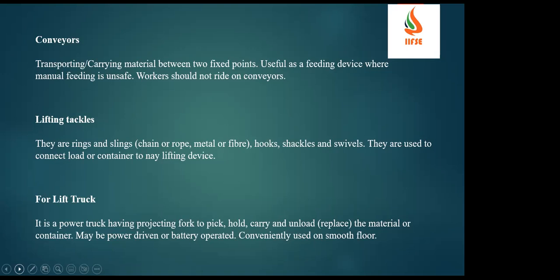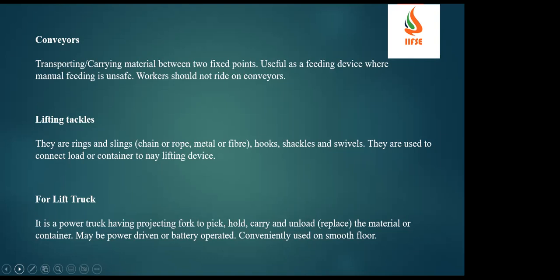Then another one, the forklift truck. It is a power truck having a projection of fork to pick, hold, carry, unload and replace the material or a container. It may be power driven or battery driven, an operator will be there, and it is conveniently used on a smooth floor.